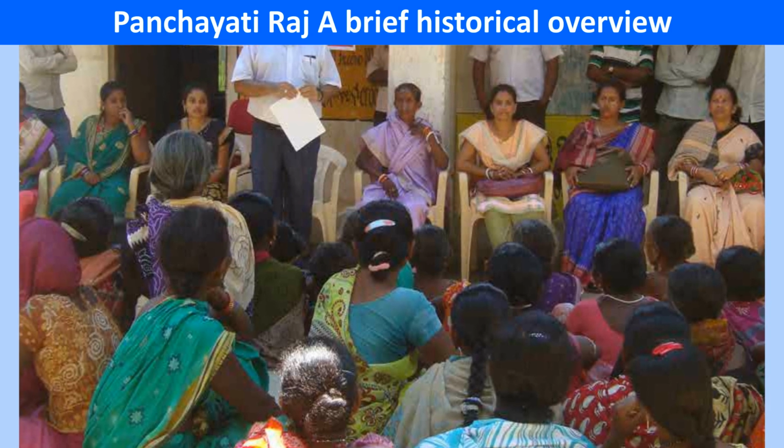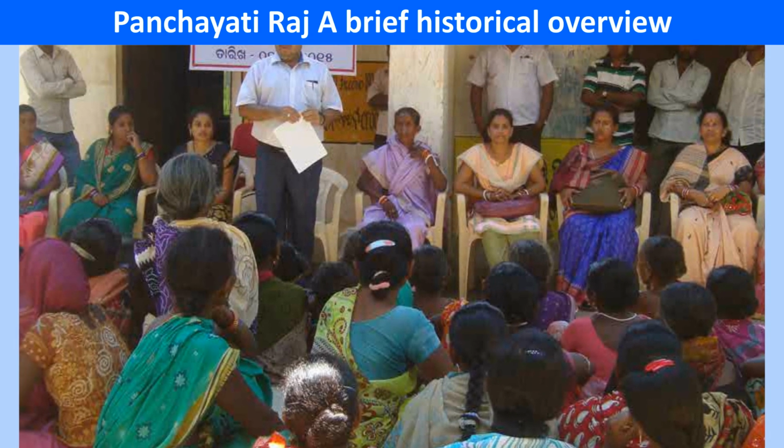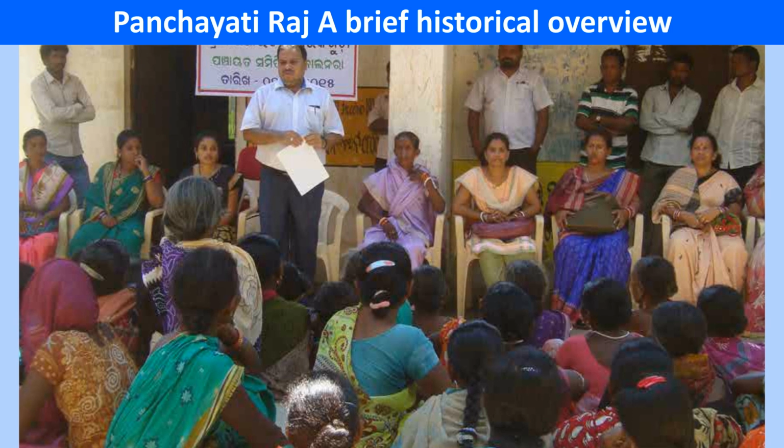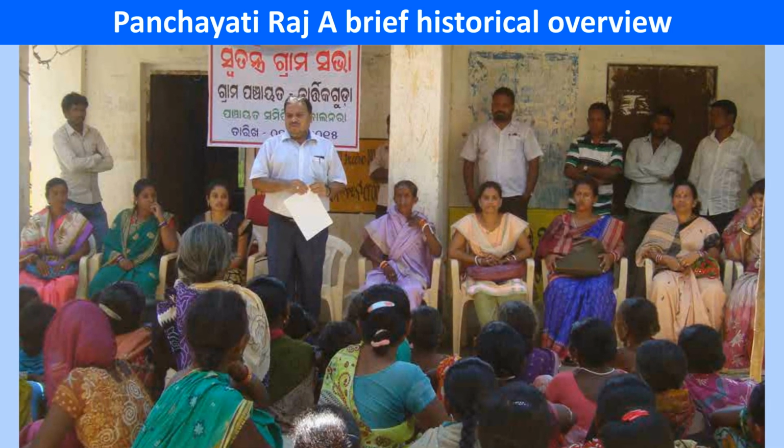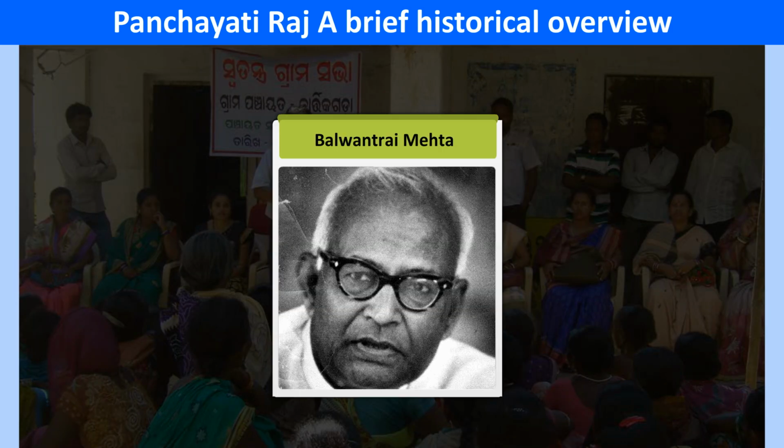Panchayati Raj, a brief historical overview. In January 1957, a committee was set up by the Government of India under the prominent social activist and freedom fighter Balwant Rai Mehta to examine the functioning of the Community Development Programme 1952 and the National Extension Service 1953 and recommend ways to improve them.